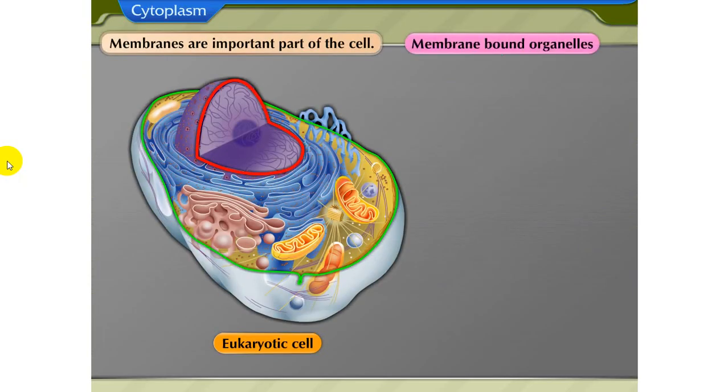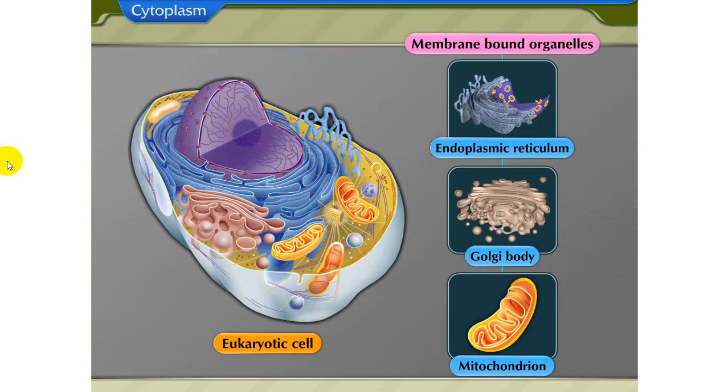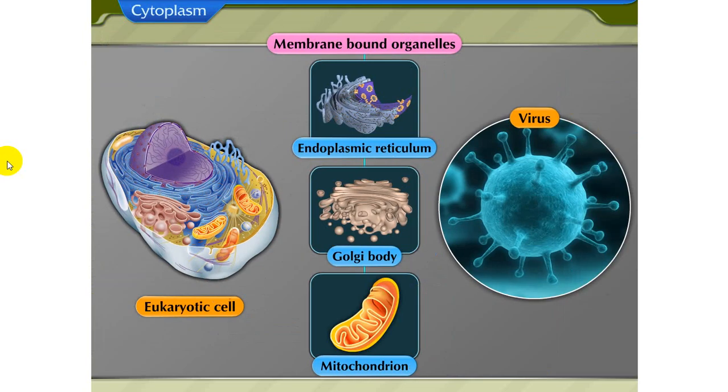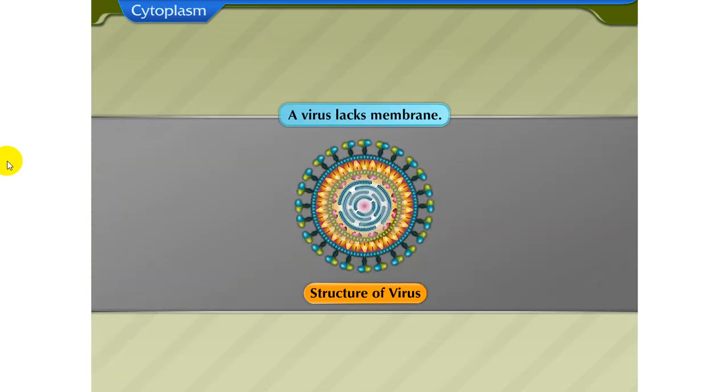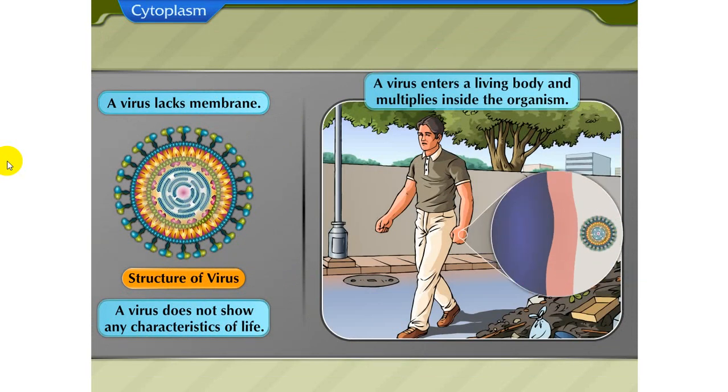Membranes are one of the most important parts of the cell. This can be explained with the help of an example of a virus. A virus lacks membranes and does not show any characteristics of life until it enters a living body and multiplies inside the organism.